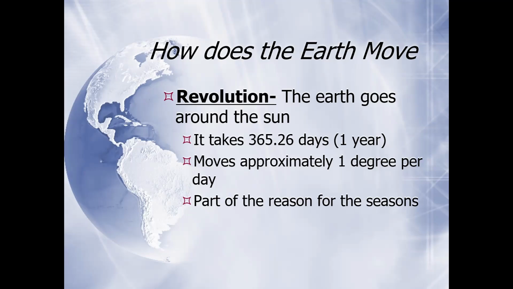What does the Earth do throughout the year? Throughout the year it revolves, which means it goes around the sun. So there's the sun. I've got to go around the sun. So I'm going to move around the sun. Three months later, I'm here.